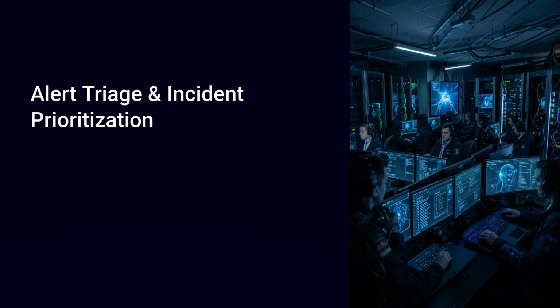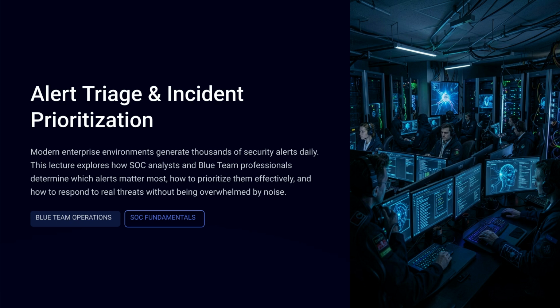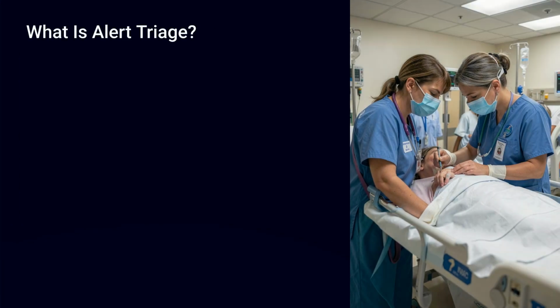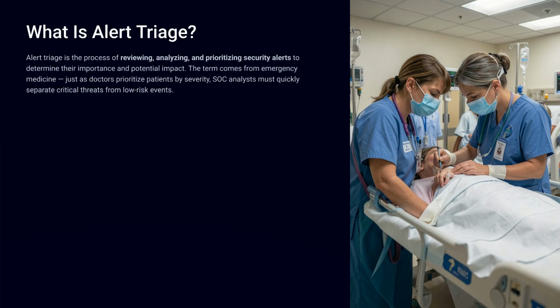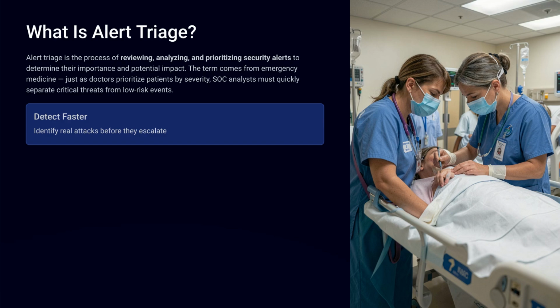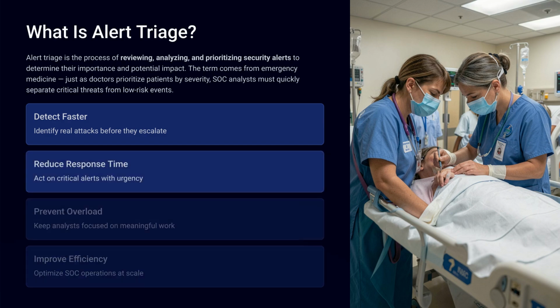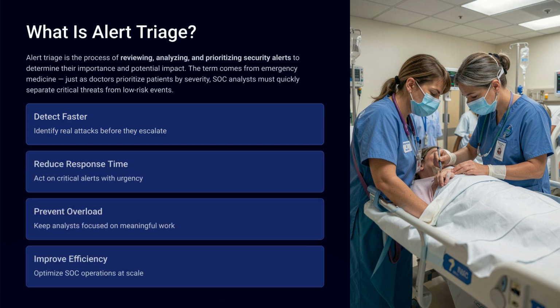Welcome to this video on Alert Triage and Incident Prioritization. Modern enterprises generate thousands of security alerts daily. We will explore how SOC analysts and blue team professionals prioritize these alerts to respond to real threats without being overwhelmed by noise. Alert triage is the process of reviewing, analyzing, and prioritizing security alerts based on their importance and potential impact. This helps us detect attacks faster, reduce response time, prevent analyst overload, and improve overall SOC efficiency.